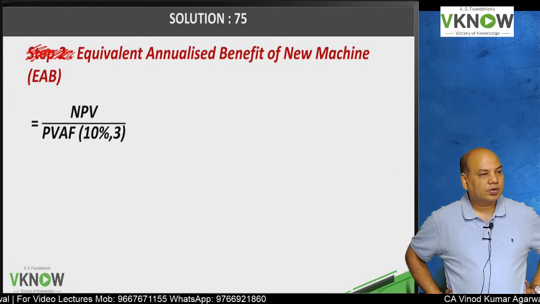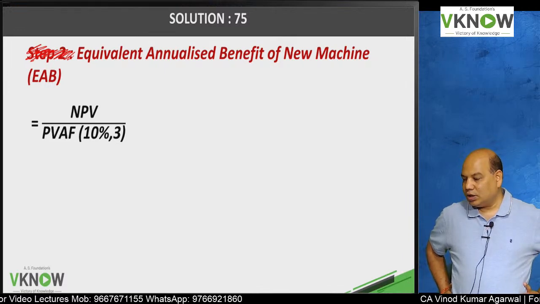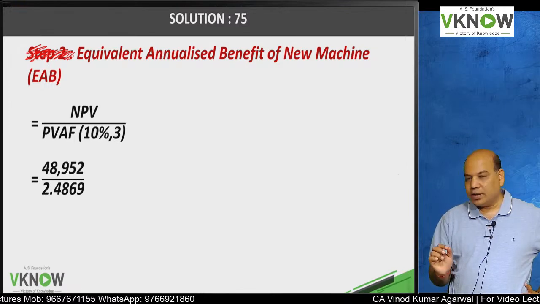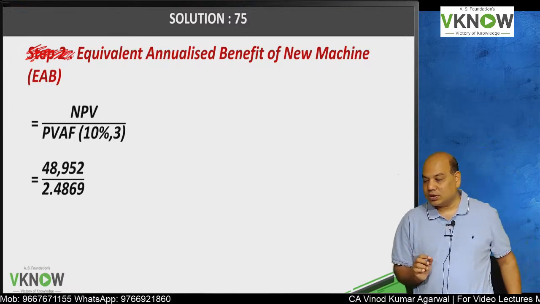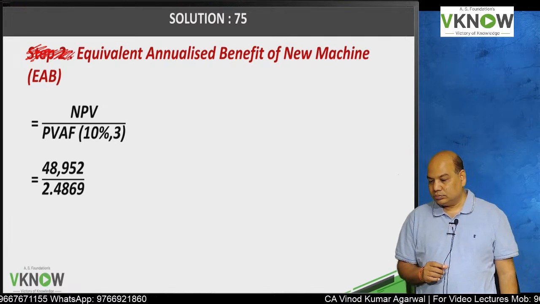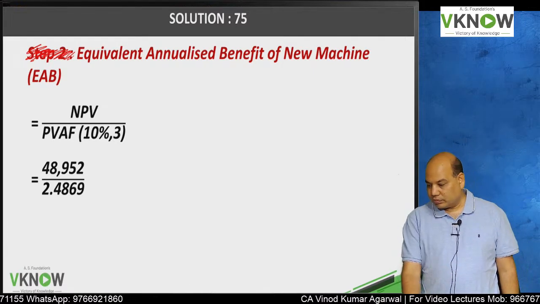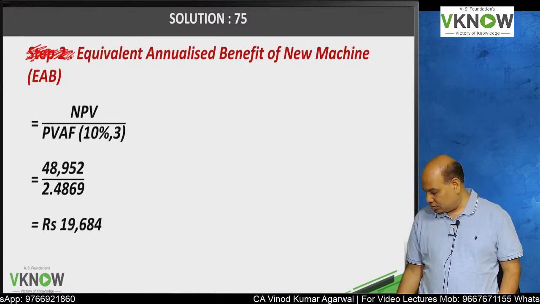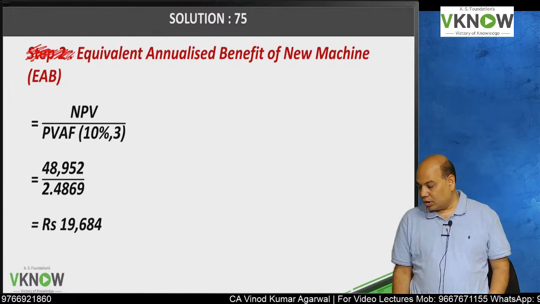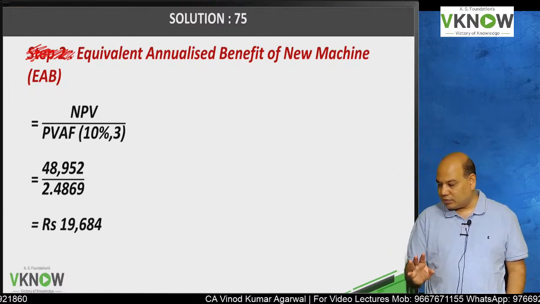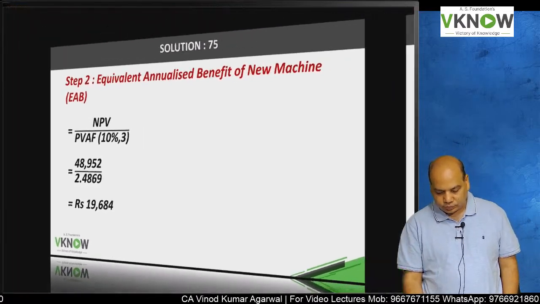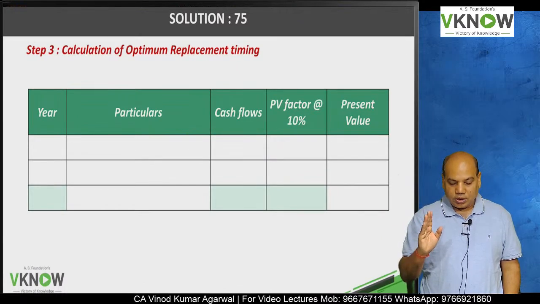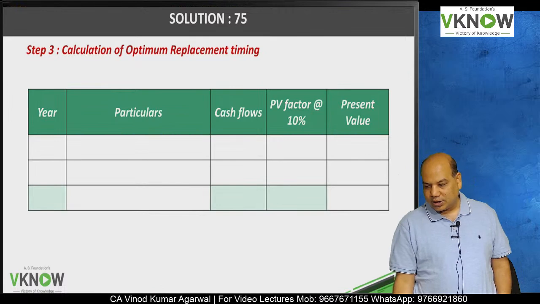Yes, please reply. What is the EAB of the new machine? 48952 divided by 2.4869. The answer is 19,684. Please check. Approximately it is right. 19,683 is also okay.